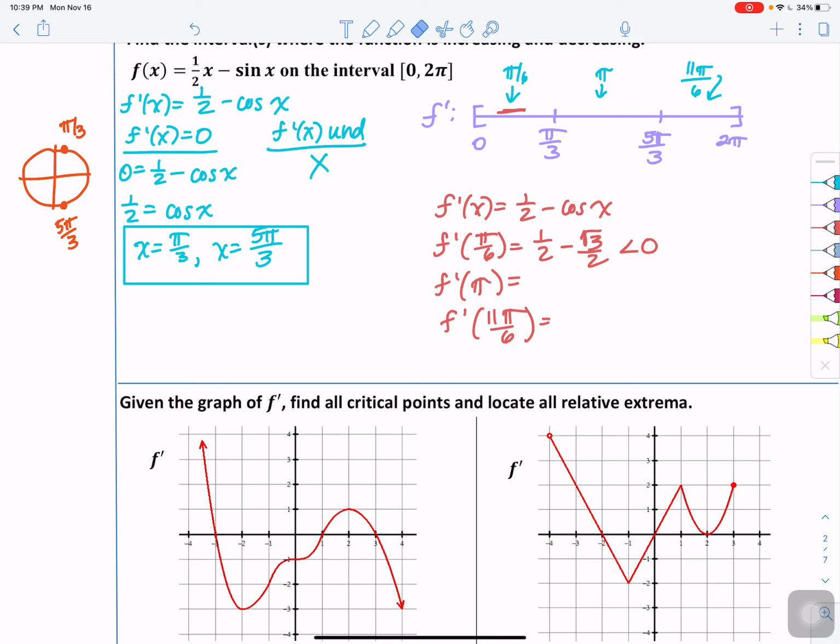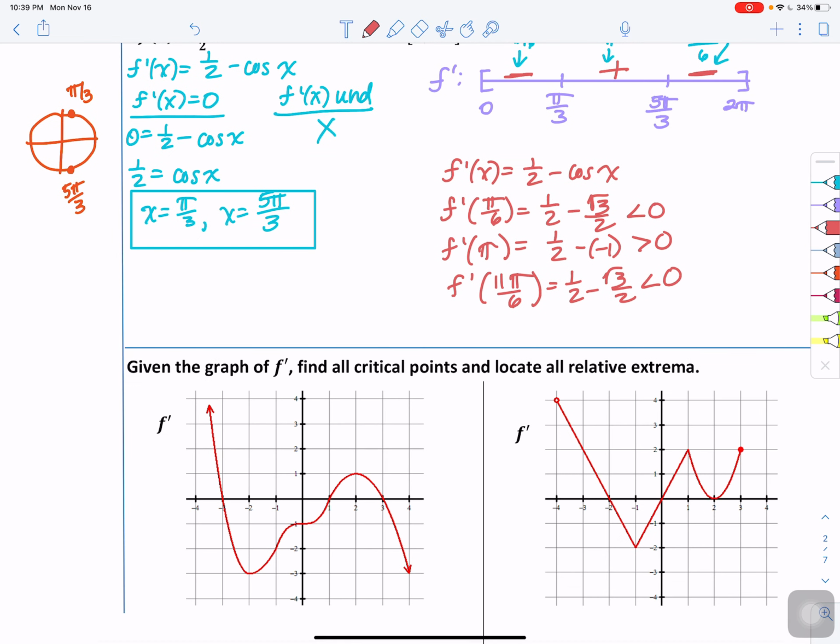Now let's check out pi. So that would be 1/2 minus a negative 1. Of course, that's going to be positive. And 11 pi over 6, 1/2 minus root 3 over 2, and that's, of course, negative. Okay? So now, what do we have?